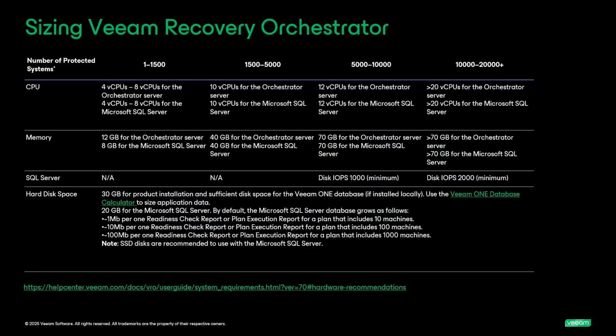Taking a look at this, it's the cookie cutter sizing chart for Veeam Recovery Orchestrator. If you fall into that 1 to 1500 instances of protected systems, you're looking at maybe 4 to 8 cores for that front end server and 4 to 8 cores for the SQL server from a compute perspective. And then for memory, we're looking at 12 gigs on that orchestration server and 8 gigs for the SQL server as well.